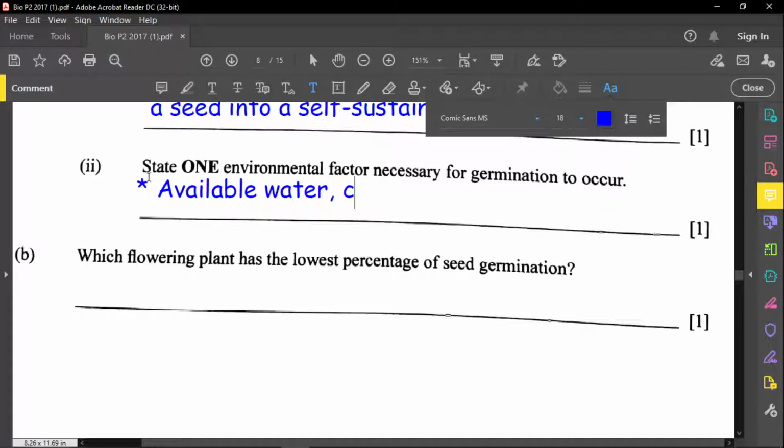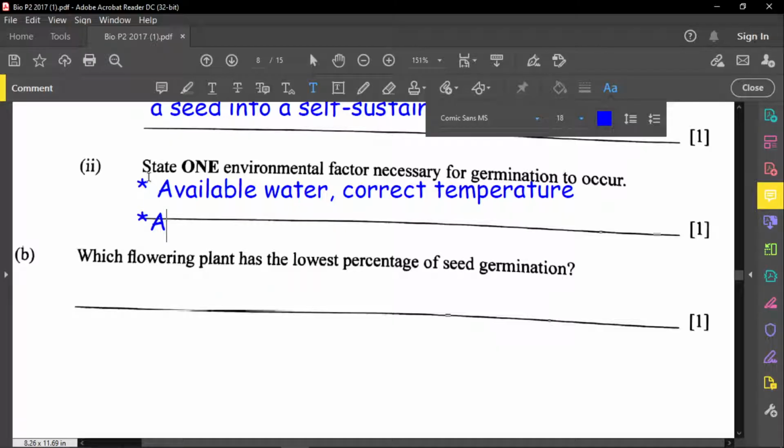Your correct temperature must be there. So you must have the correct temperature. All right, you must have that. You must also have available oxygen. Notice here, there's no need for carbon dioxide. There's no need for light. Okay, so do not make that mistake.